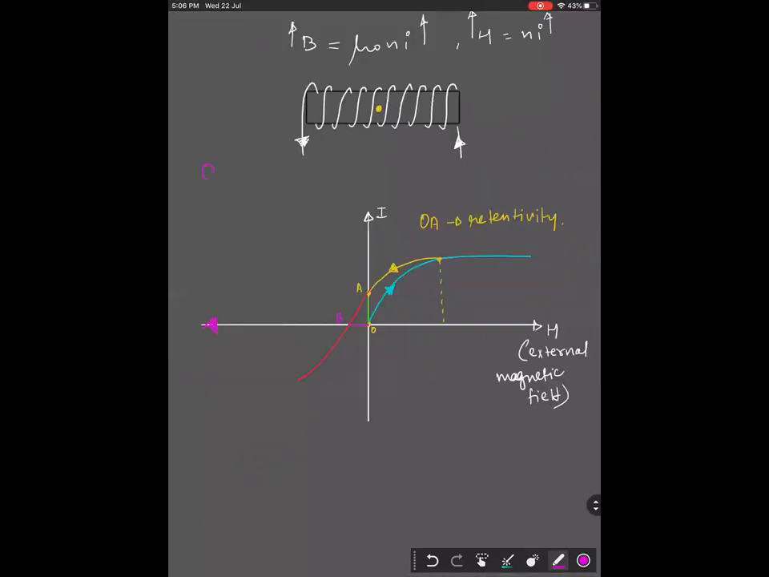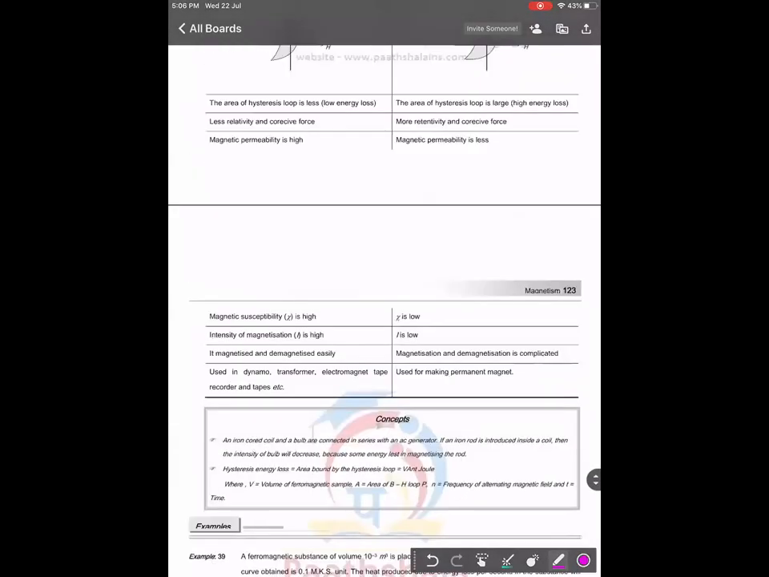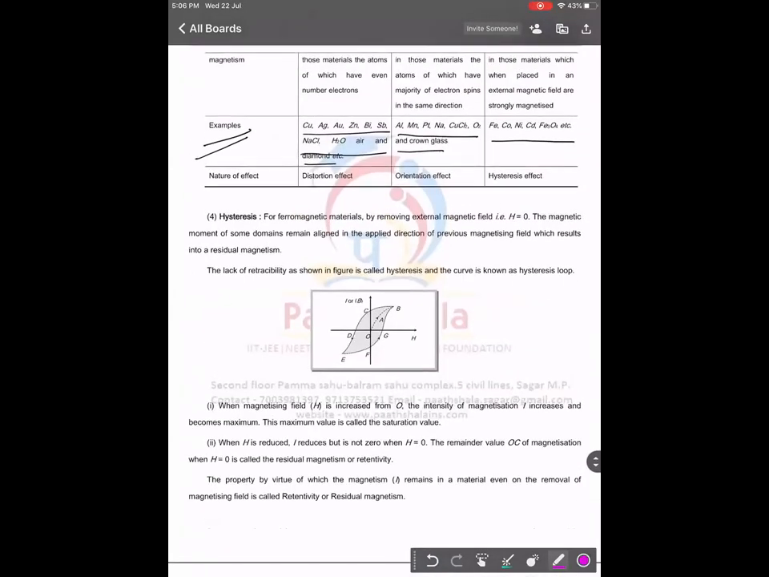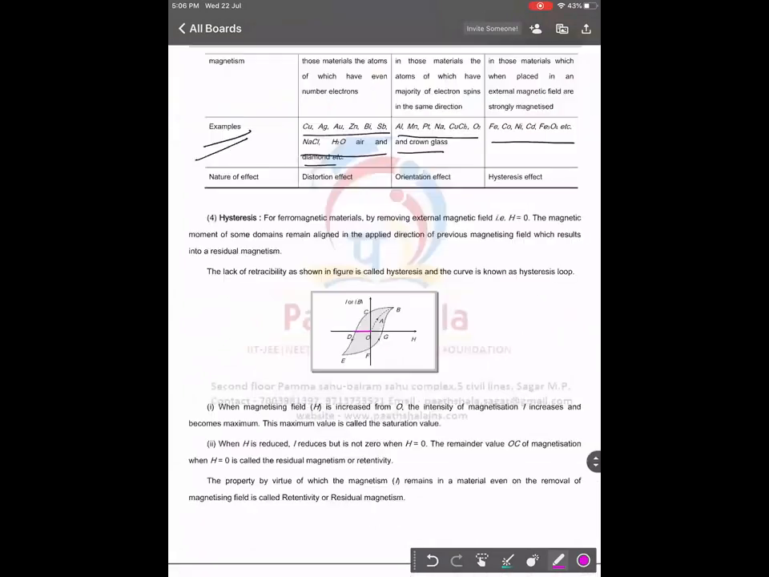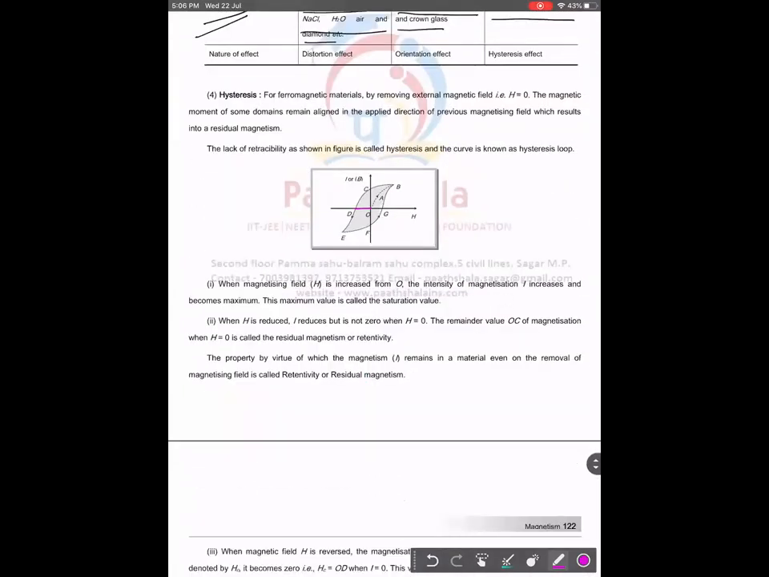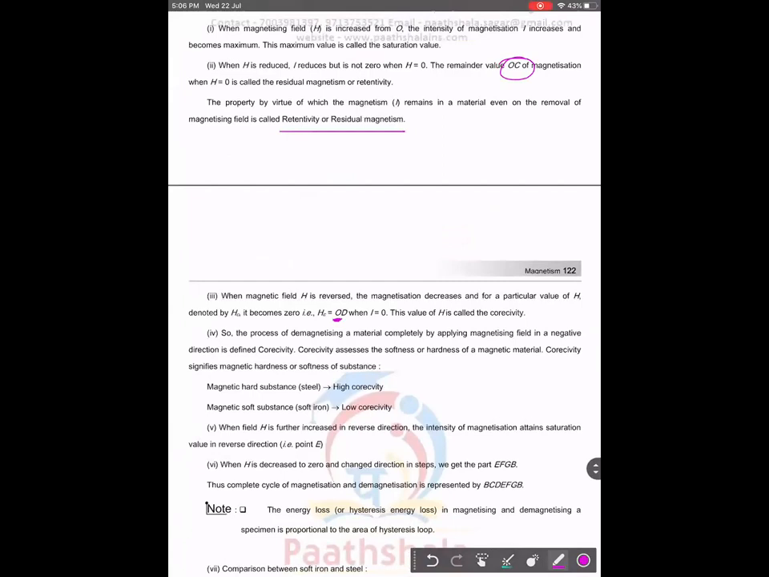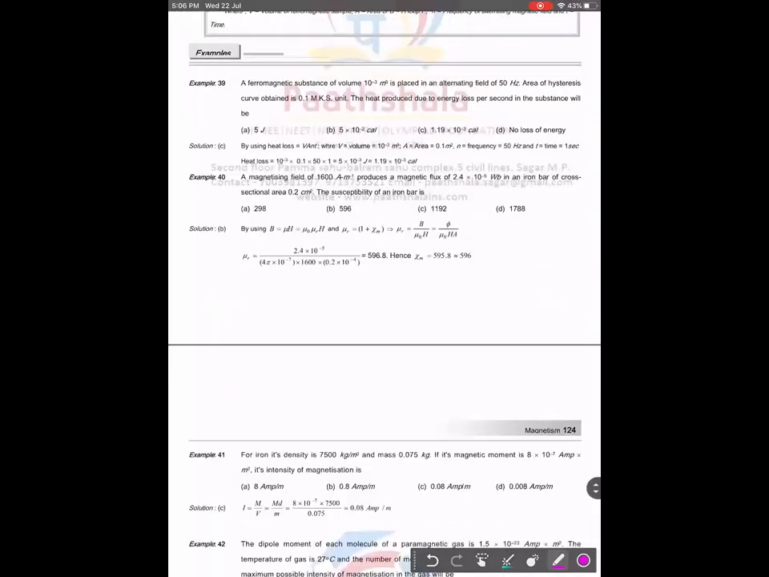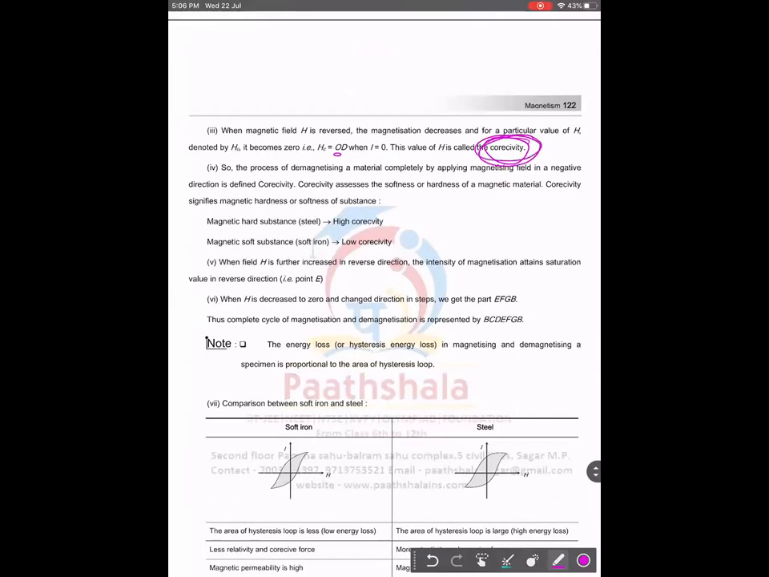So OB is known as coercivity. I don't know the spelling, we'll read it. OB is known as coercivity. Where is it on the graph? Here they are representing it by this portion, where they are writing coercivity. See, retentivity they are explaining. OC is retentivity and OD is coercivity. Read the spelling and tell me where that is.